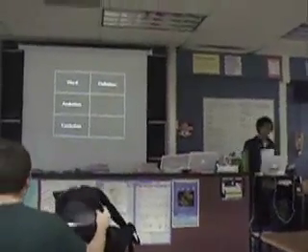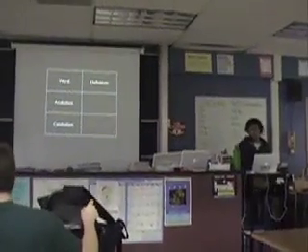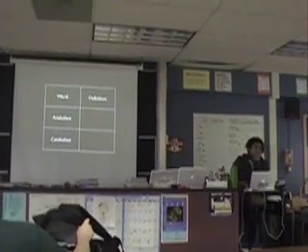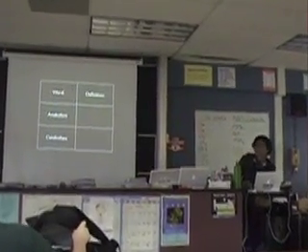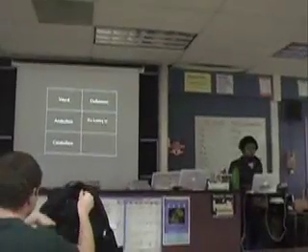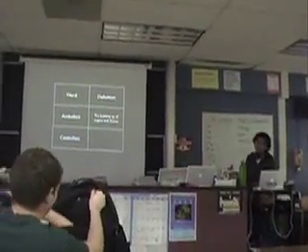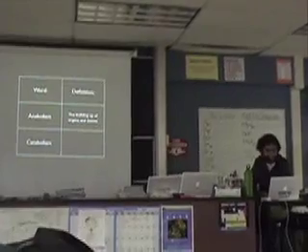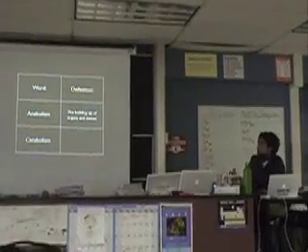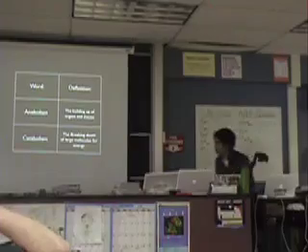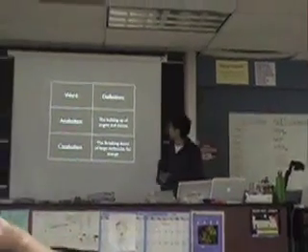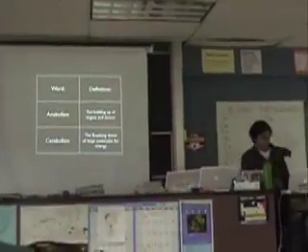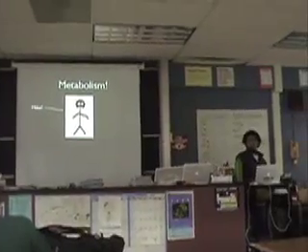So, can anybody define anabolism or catabolism? Anyone want to just take a shot at it? Anabolism is the building up of organs and tissues in our body. And catabolism is very opposite from that. It's the breaking down of large molecules for energy. And you might be wondering, how are these two processes related? Well, they're both related in metabolism.